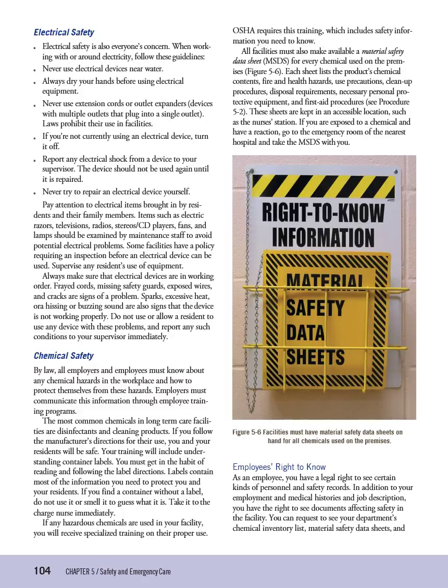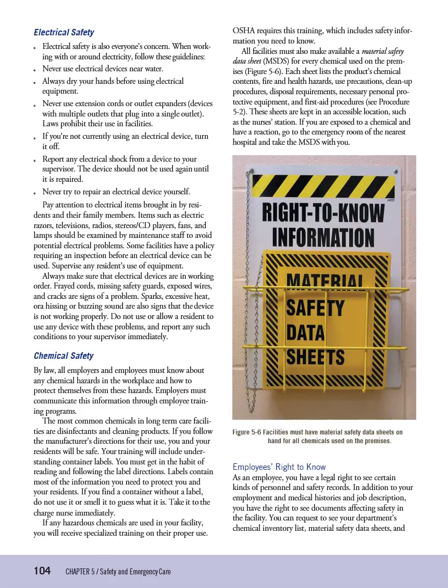Pay attention to electrical items brought in by residents and their family members. Items such as electric razors, televisions, radios, stereo CD players, fans, and lamps should be examined by maintenance staff to avoid potential electrical problems. Some facilities have a policy requiring an inspection before an electrical device can be used.